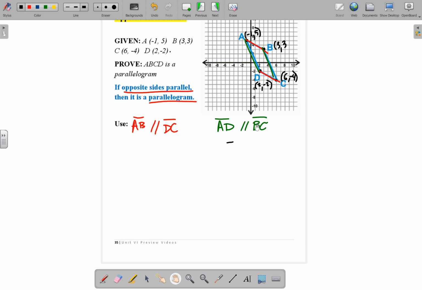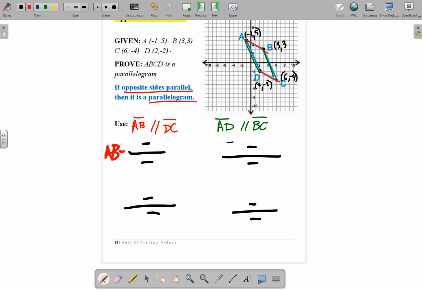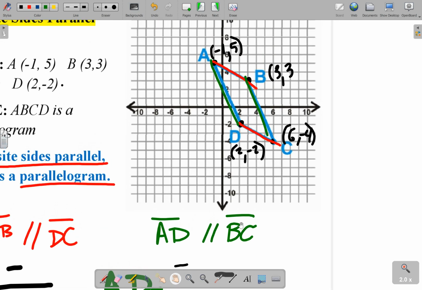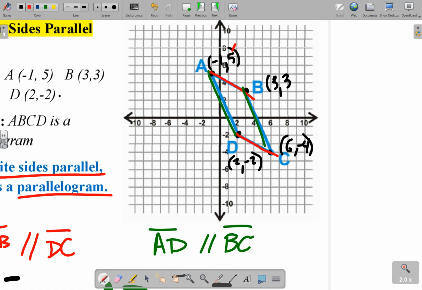So let's go ahead and set up our templates so we can do this quickly. Your slope templates look like this. That's a slope template. We're going to do AB here, DC, the two reds, then A to D, and B to C. We're going to do y minus y over x minus x. So let's do AB first. Y minus y over x minus x.